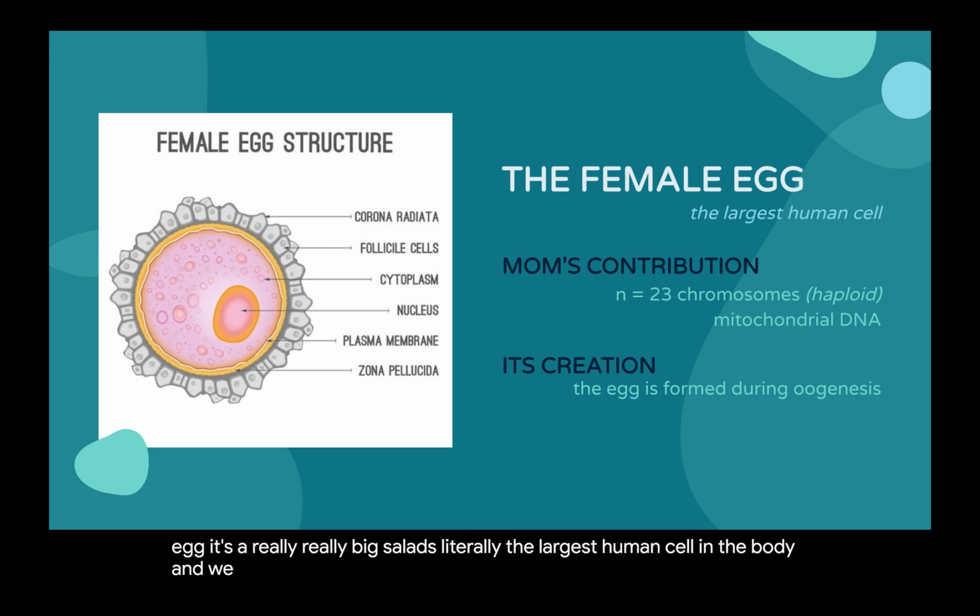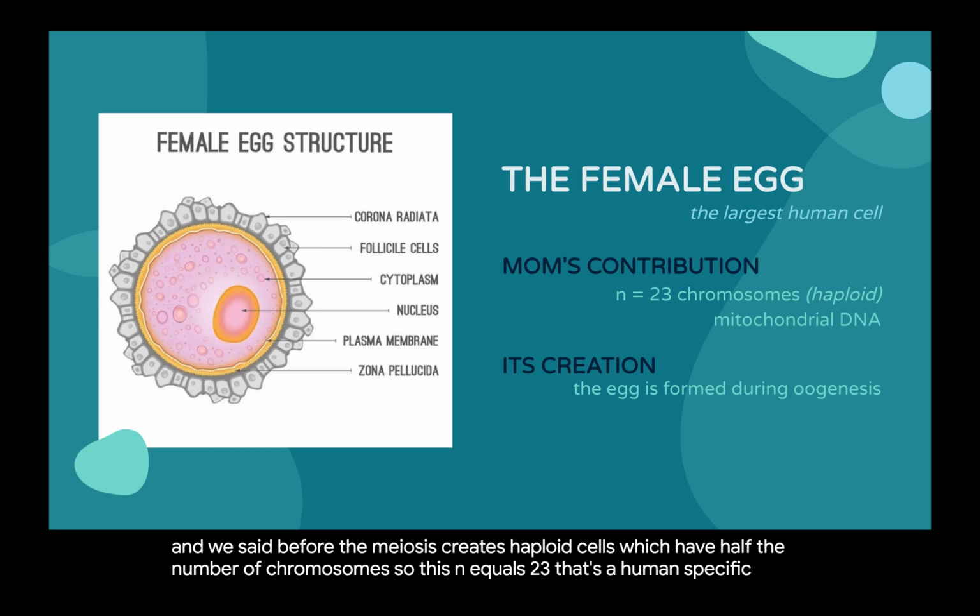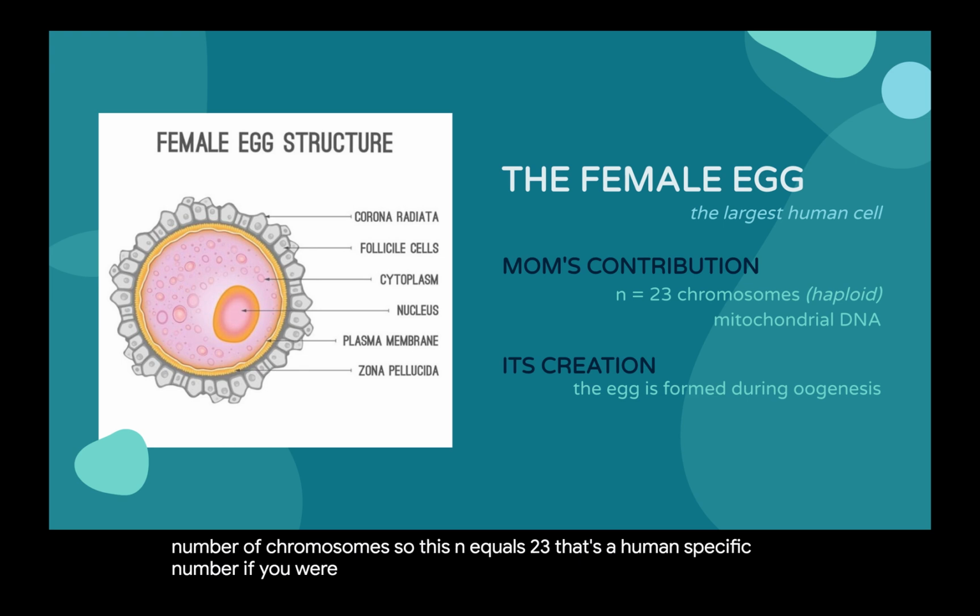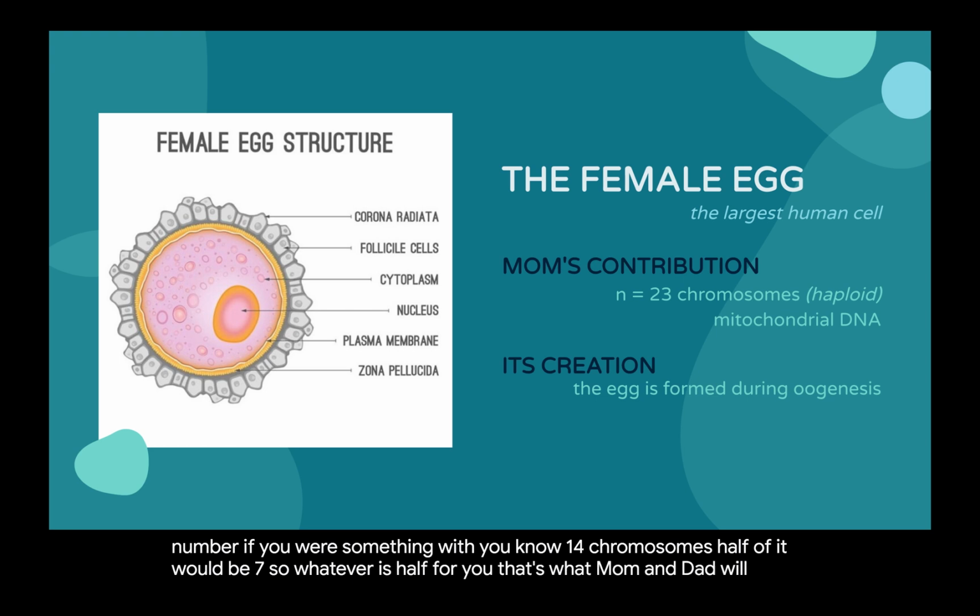And we said before that meiosis creates haploid cells, which have half the number of chromosomes. So this n equals 23. That's a human-specific number. If you were something with 14 chromosomes, half of it would be 7. So whatever is half for you, that's what mom and dad will both give.